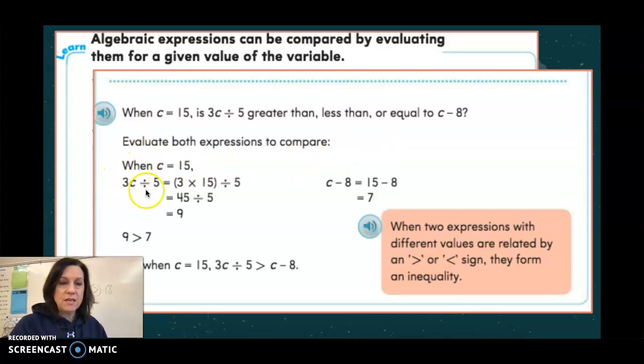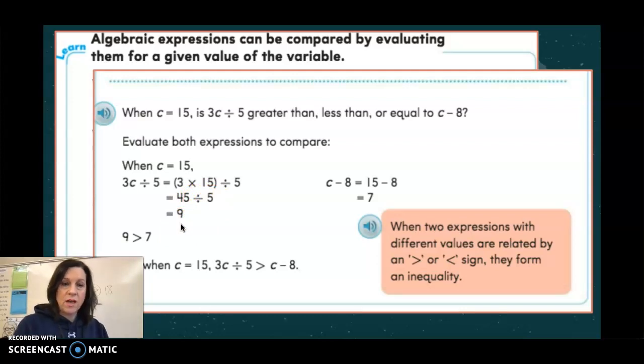So 3C divided by 5 is 3 times 15. Remember, C is 15. We just plugged it in here. 3 times 15 divided by 5. Now we've got 3 times 15 is 45. 45 divided by 5, which we know is 9.